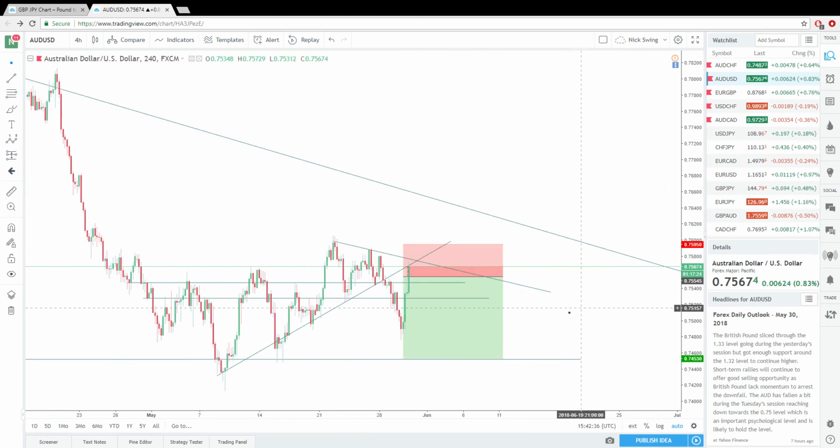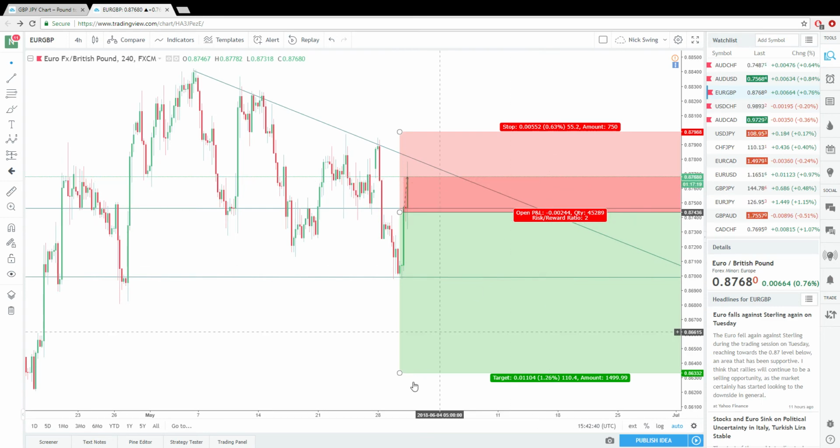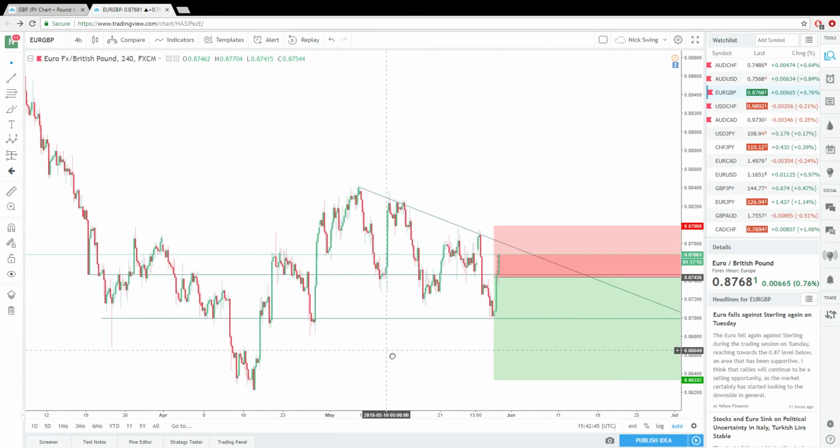So that is Australian dollar, US dollar. Last one is Euro versus the Great Britain pound. Now this right here, the market had been going up. There's no Elliott wave pattern right here. We were looking at this one, but this one doesn't retest.